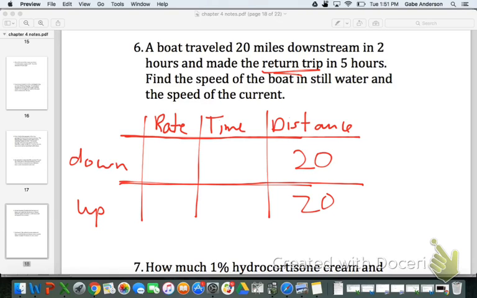And then what else do we know? The time. What are the times? So time downstream, Evan, is what? 2 hours. And upstream? 5 hours.